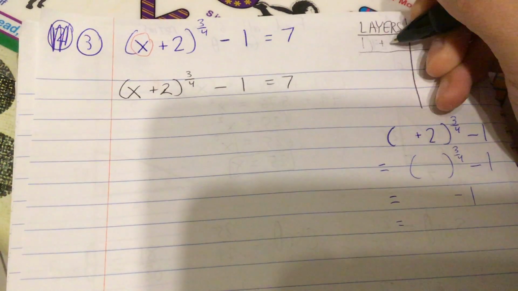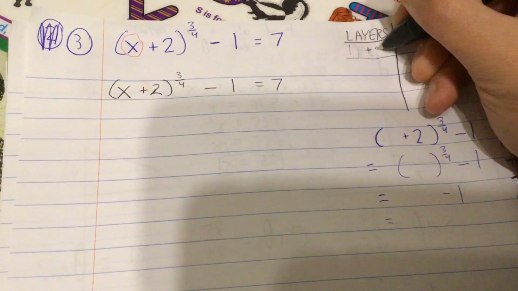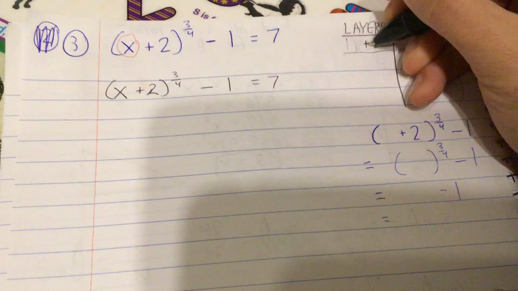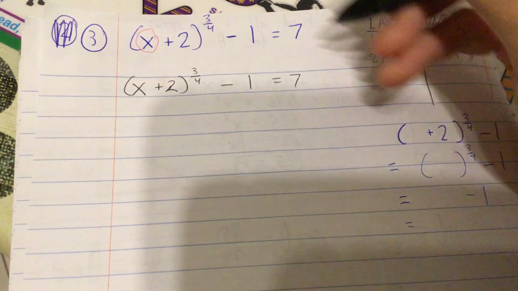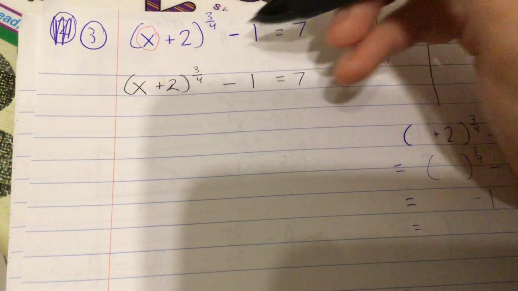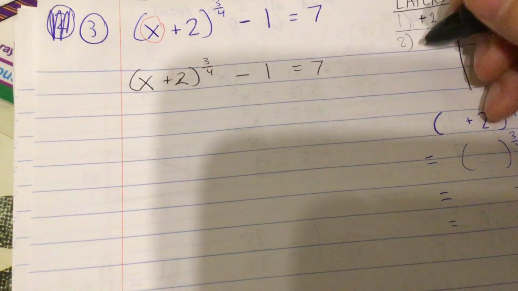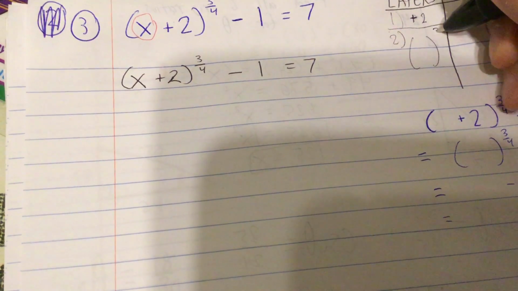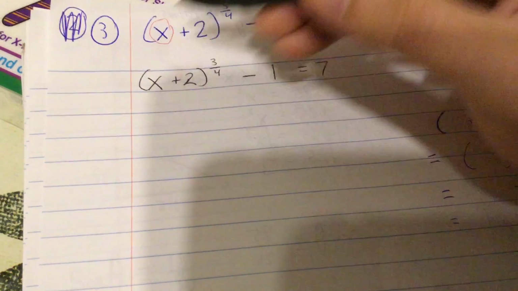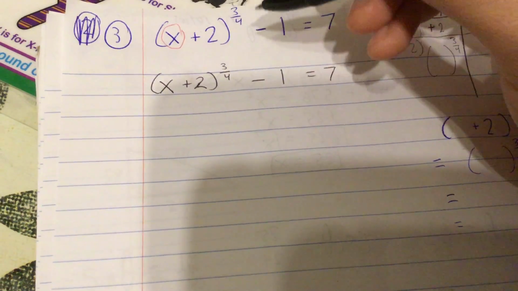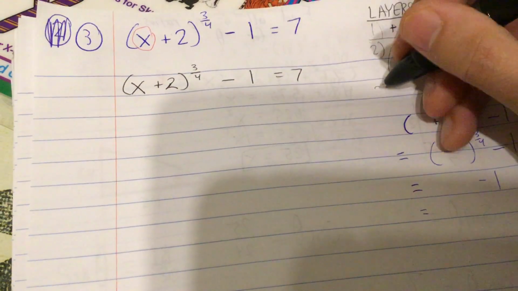Well, it's being added by 2. So plus 2 is the first layer. Then the second layer is x plus 2 is being taken to the 3/4 power. Oh, that's annoying. And then finally, x plus 2 quantity to the 3/4 power is being subtracted by 1. So that's the third layer.